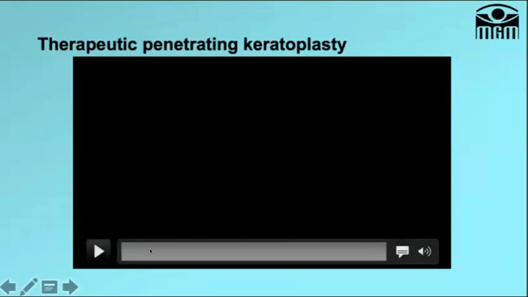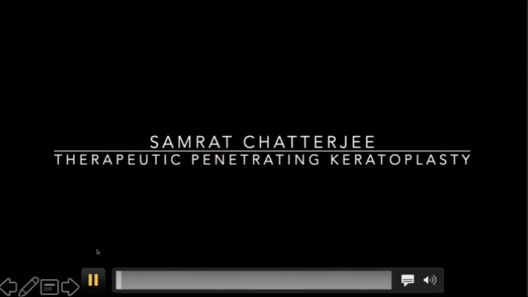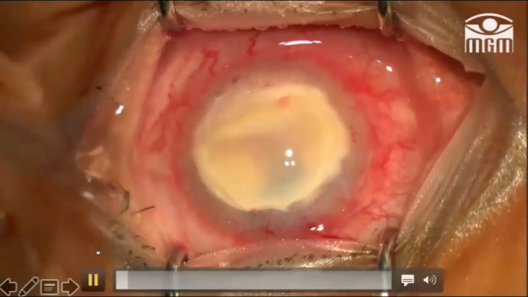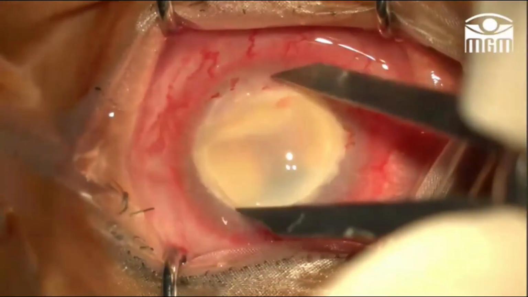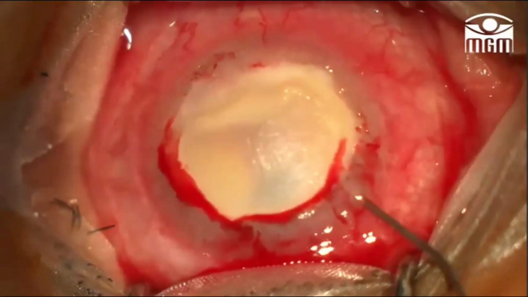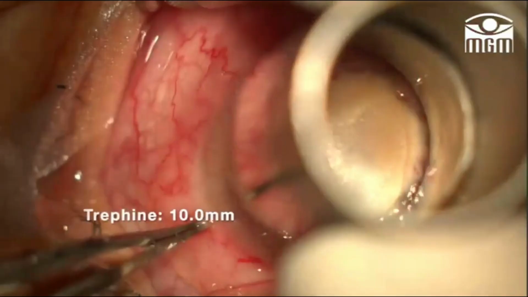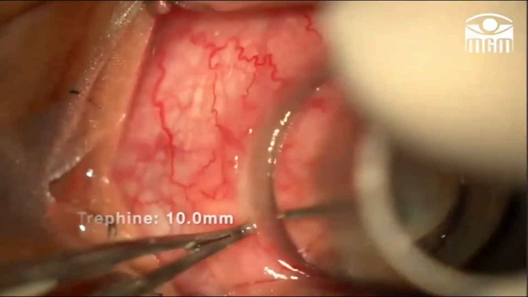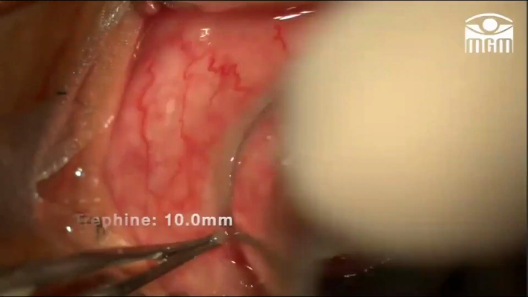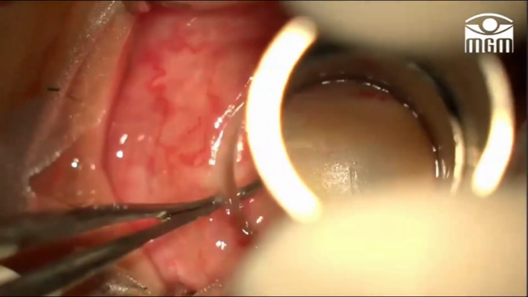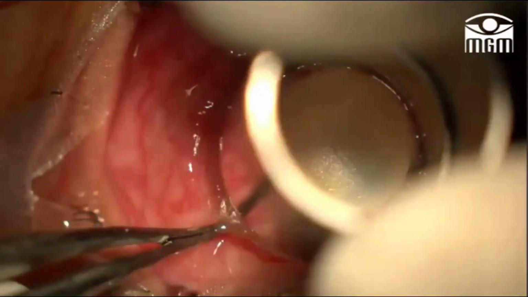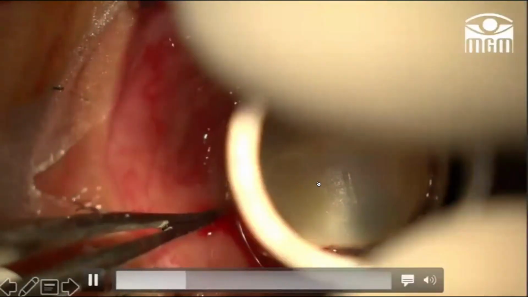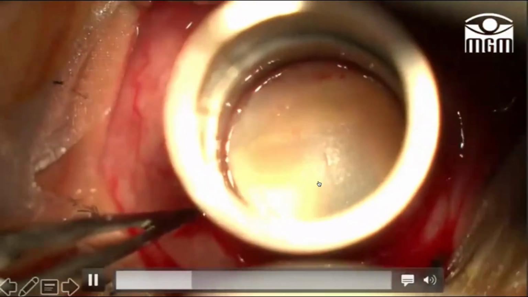So this is a short video of a therapeutic penetrating keratoplasty that I would like to share. So we measured the diameter of the ulcer, and you can take a 0.5 or 1 millimeter larger size. So we took a trephine of 10 millimeter. I didn't want to go right up to the limbus. So we did a partial trephination. You need to be careful that you don't exert too much pressure. And we could achieve a good trephination.